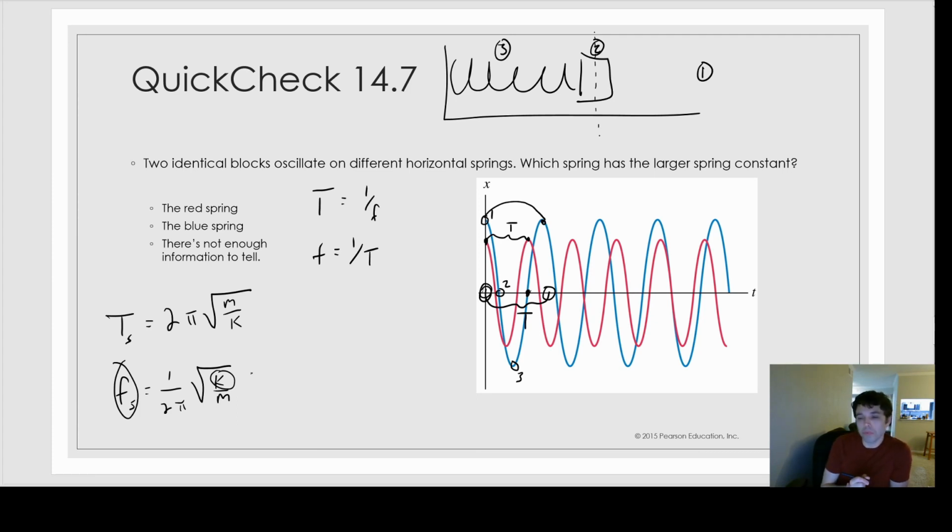Got ahead of myself. The red spring has a smaller period, and if T goes down, that means frequency must go up. If frequency goes up, look at the relationship between k and f. They're both in the numerator. m isn't changing, and 1 over 2 pi is a constant, so that doesn't affect anything. k is in the numerator, and so is the frequency. So if frequency goes up, as it does for the red spring, so will k. And that's what's happening. So the answer is the red spring. It's a tricky one. Hopefully that makes sense.